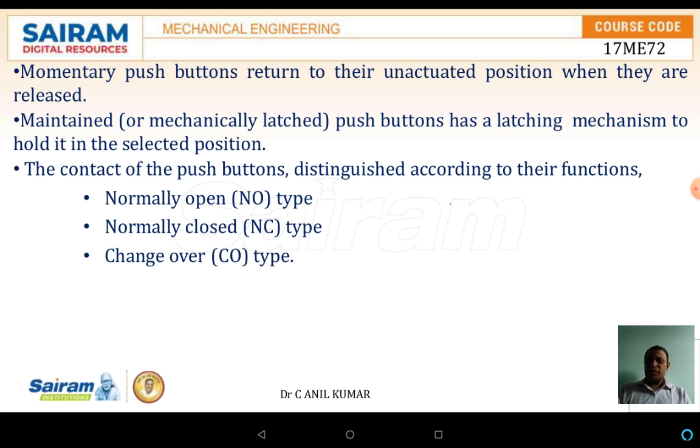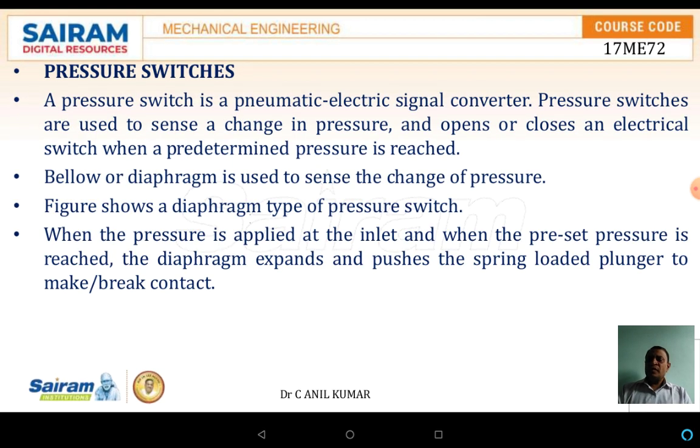The contact push buttons are distinguished according to their functions: either normally open type, or closed type, or changeover type. The pressure switches. Pressure switches are normally pneumatic electrical signal converters. They are used to sense the change in pressure and open or close the electrical switches when a predetermined pressure is reached.